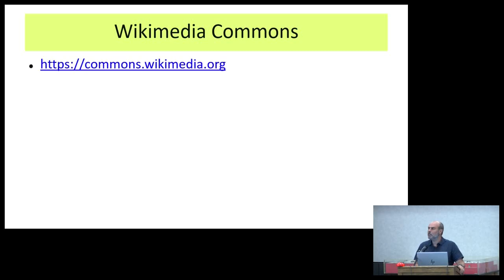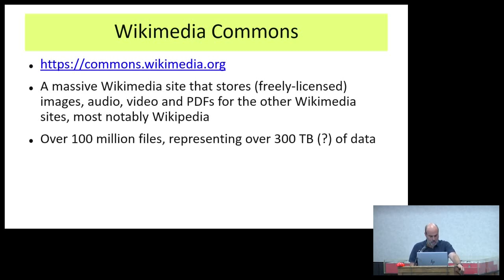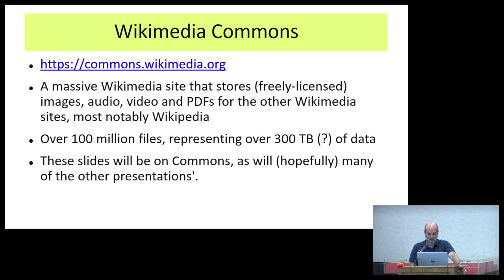So, Wikimedia Commons. Most of you have heard of it. It's there on commons.wikimedia.org. It's a Wikimedia site. It stores freely licensed files: images, audio, video, PDFs. There might be a few other categories, but that's the main thing. It's a repository on its own, and it's also used by all the other Wikimedia sites, most notably Wikipedia. Every time you look at an image on Wikipedia, it actually is stored in Wikimedia Commons. It's over 100 million files representing over 300 terabytes of data, roughly, and that could be a big underestimate. These slides will be on Commons, and hopefully many of you will upload your slides on Commons also.